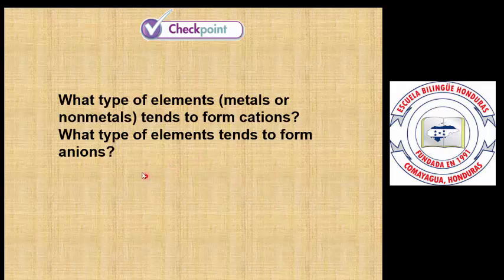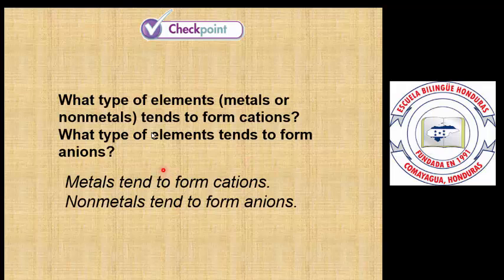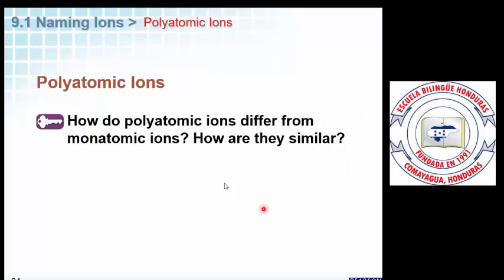Okay, question. What type of element, metal or non-metal, tends to form cations? What type of element tends to form anions? Metals tend to form cations, and non-metals tend to form anions. Okay, you have another key concept.